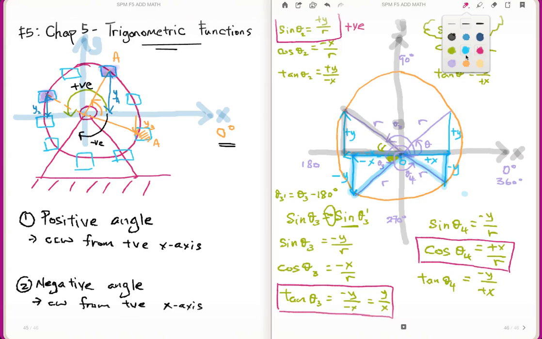Simpler way to remember who is positive, who is negative, that would be: add sugar to coffee. Add sugar to coffee. Add meaning all. All is positive. Sugar is sine positive. To is tangent positive. Coffee, cos is positive. Okay? So that's the sign of trigonometry.